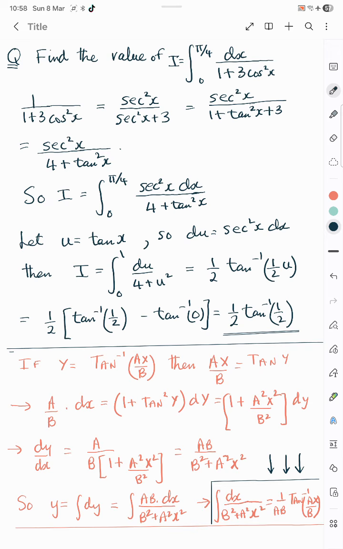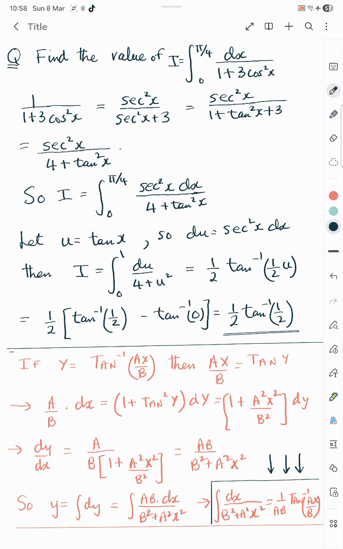So 1 over 1 plus 3 cos squared x is equal to, by multiplying the top and bottom of that fraction by sec squared x, sec squared x on the top and sec squared x plus 3 on the bottom. And that's equal to sec squared x over 1 plus tan squared x plus 3, because sec squared x is the same as 1 plus tan squared x. And then that simplifies to sec squared x over 4 plus tan squared x.